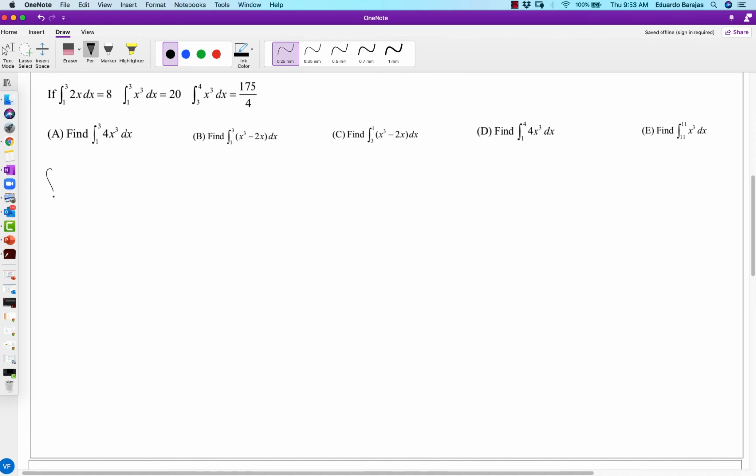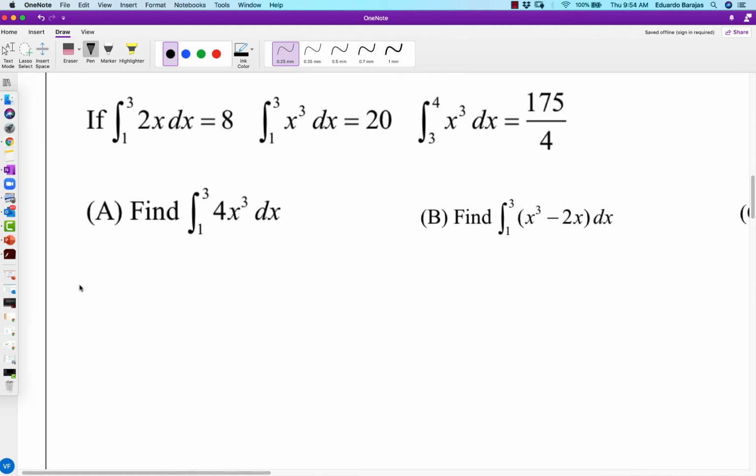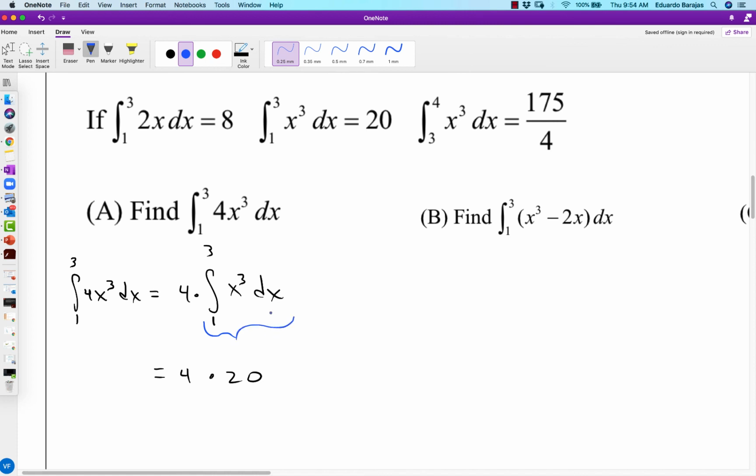So for part A, I'd say that the integral from 1 to 3 of 4x cubed dx, thanks to one of our properties, is equal to 4 times the integral from 1 to 3 of x cubed dx, right? So we can pull out a constant. And now I see that this integral is this one, which is just equal to 20. Exactly the same limits and everything. So that means that the whole thing equals 80.